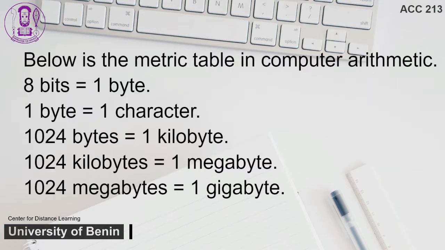Below is the metric table in computer arithmetic. 8 bits equals 1 byte. 1 byte equals 1 character. 1024 bytes equals 1 kilobyte. 1024 kilobytes equals 1 megabyte. 1024 megabytes equals 1 gigabyte.